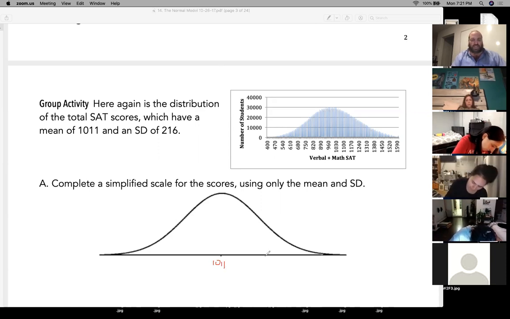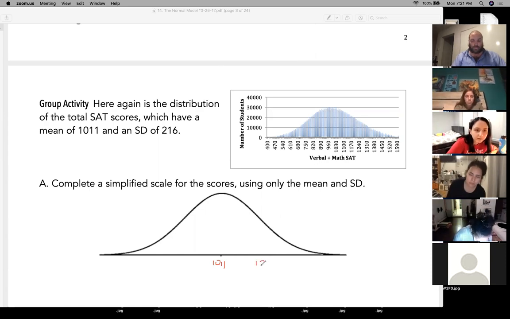And if I go 1 deviation to the right, approximately at least, what number is that going to be? 1227. 1227, 1 deviation right. And if I go 1 more deviation to the right, what's that going to be?